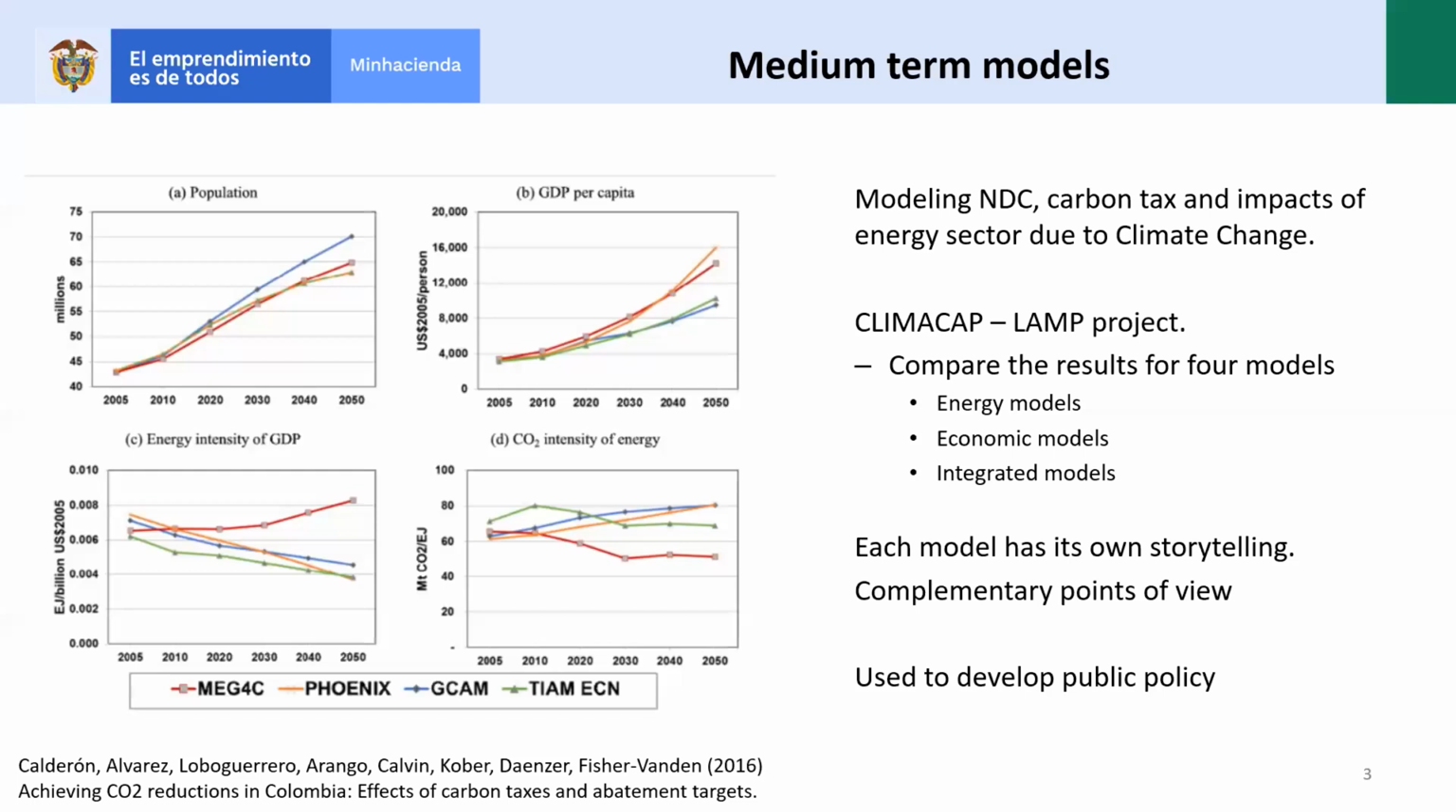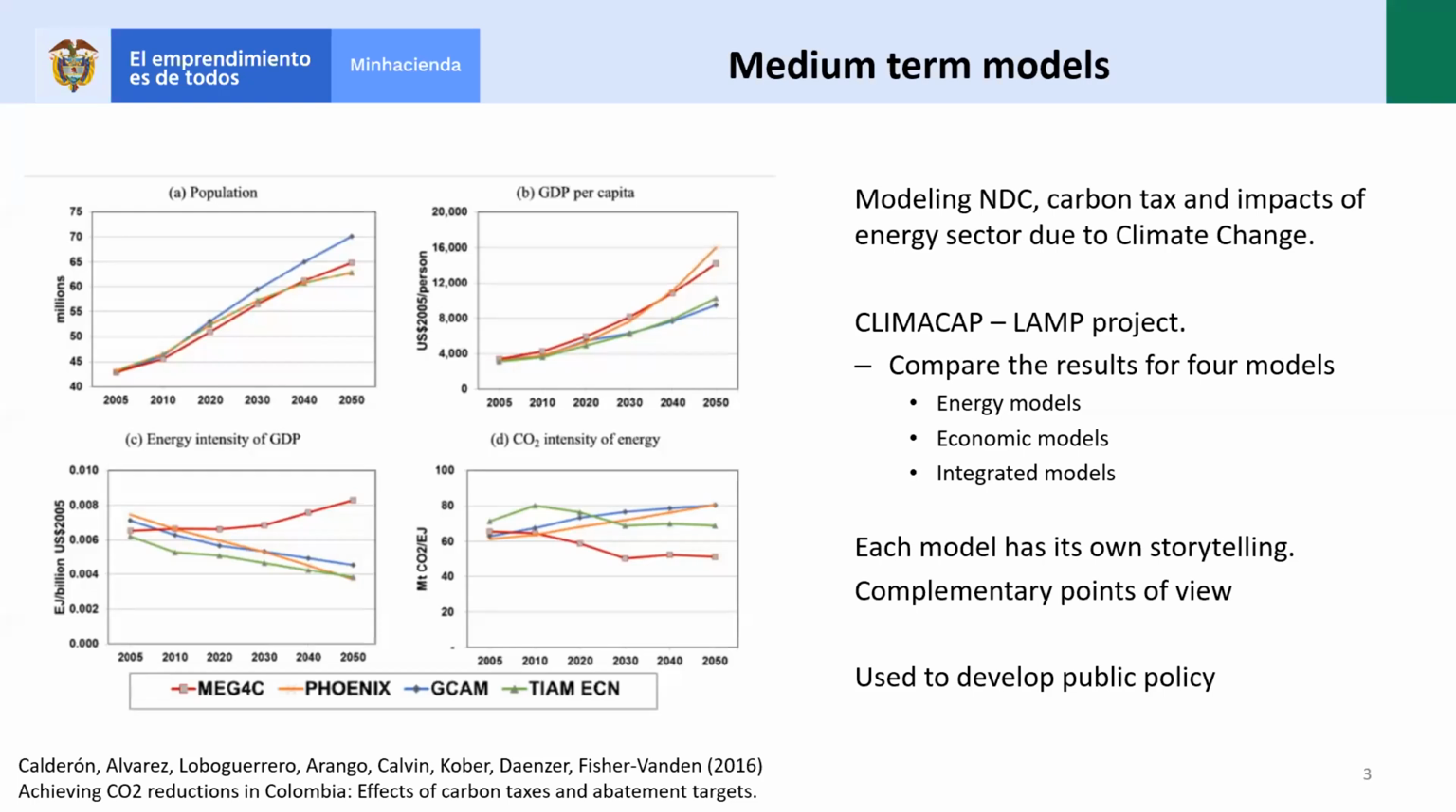So this is an example that we developed in the case of the ClimaCap and LAMP project, which was an international platform where different modeling teams tried to put their models together to answer questions about the carbon tax or the impact on the energy sector due to climate change. And we wrote a few papers about that.